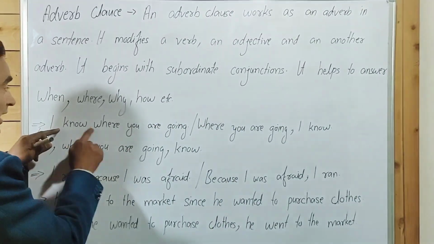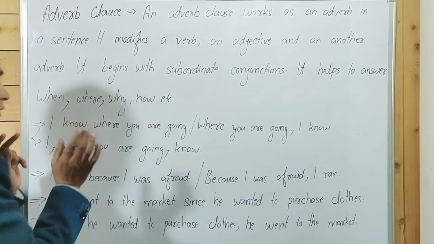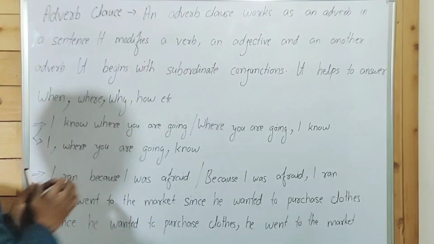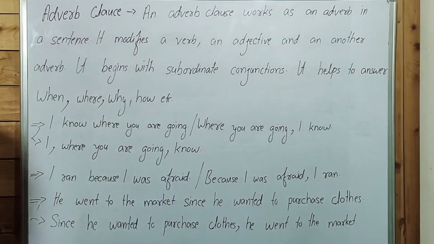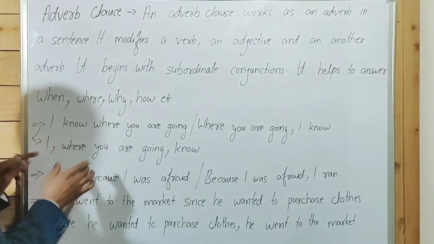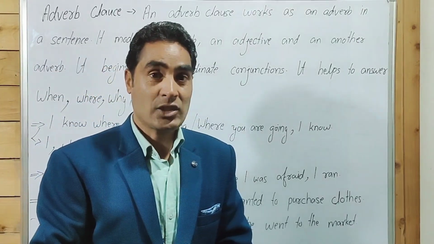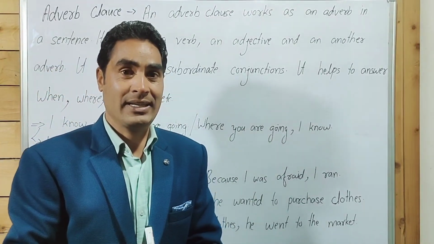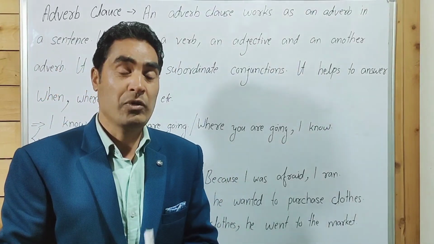Here, I know where you are going. Where you are going is an adverbial clause. So here it has been written at the end of the sentence. Here, where you are going, comma, I know, at the beginning of the sentence. Here, I, comma, where you are going, comma, know. Here the adverbial clause has been written in the middle of the sentence. All the sentences, 1, 2, 3, are 100% right. An adverbial clause can be moved from its place.